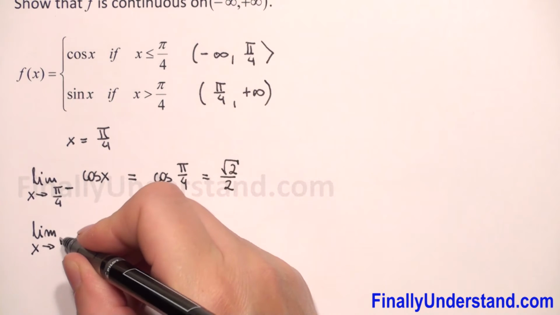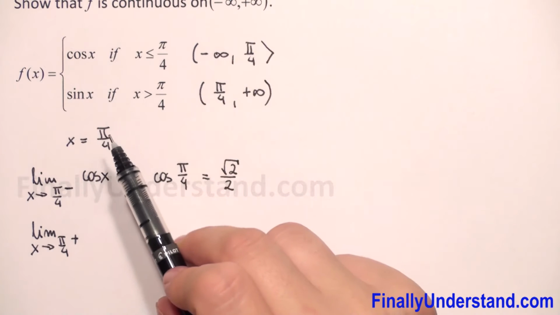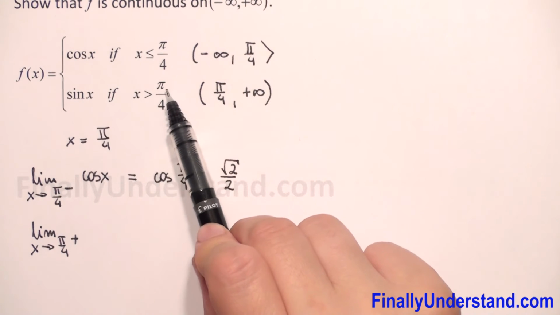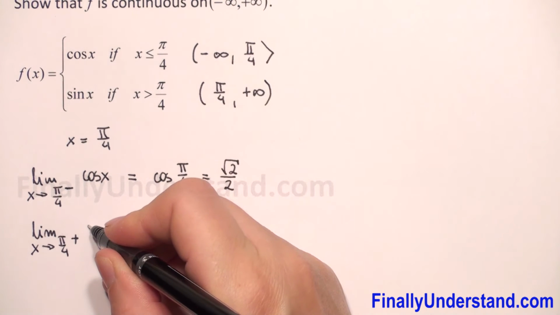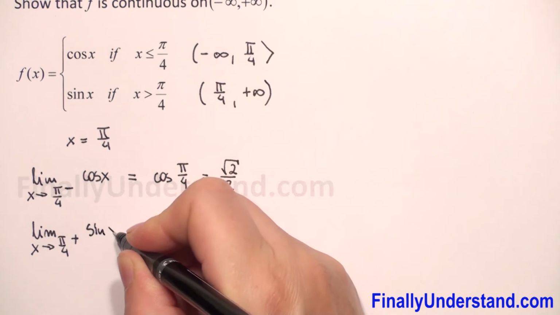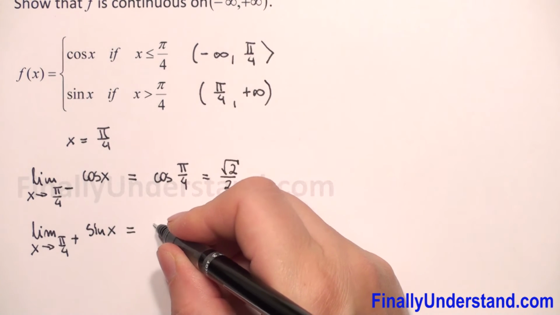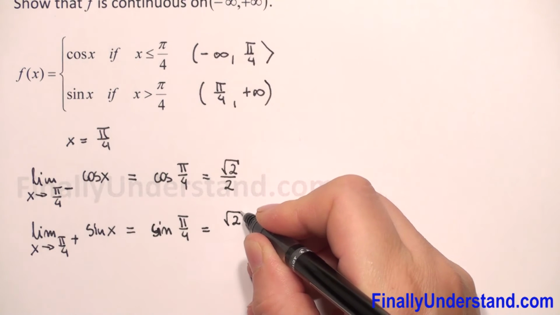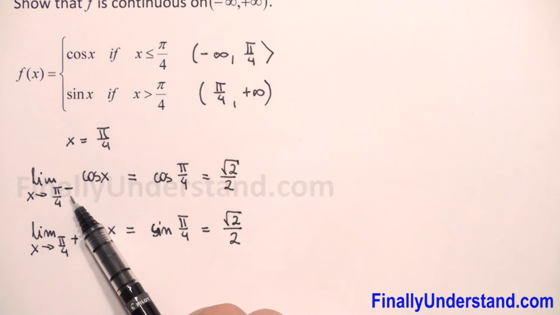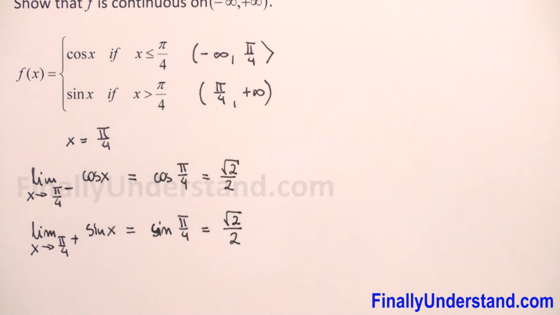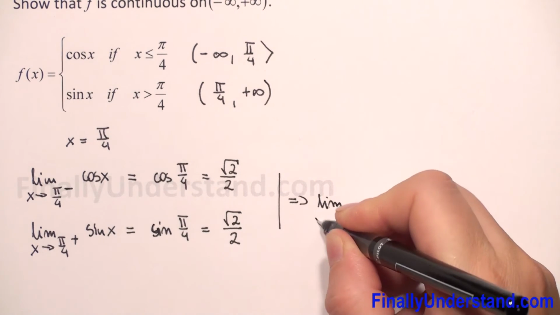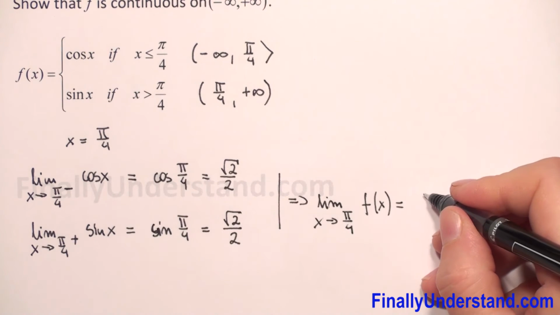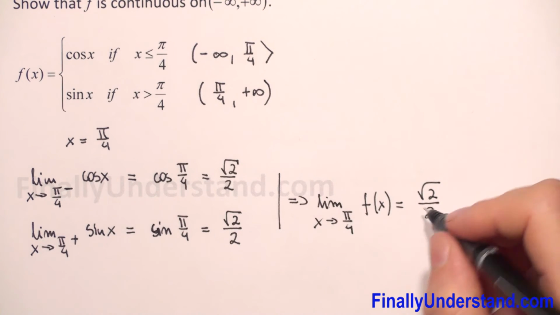as x approaches pi over 4 from the right side. From the right, it means we have to look at the second part of our function, because sine of x is for x greater than pi over 4. So now we have to find the limit as x approaches pi over 4 for sine of x. We can replace x by pi over 4, so we have sine of pi over 4. We know that is equal to square root of 2 over 2. Because the limit from the left and from the right is the same, we can write that limit as x approaches pi over 4 of our function f of x is equal to square root of 2 over 2. So the limit exists.